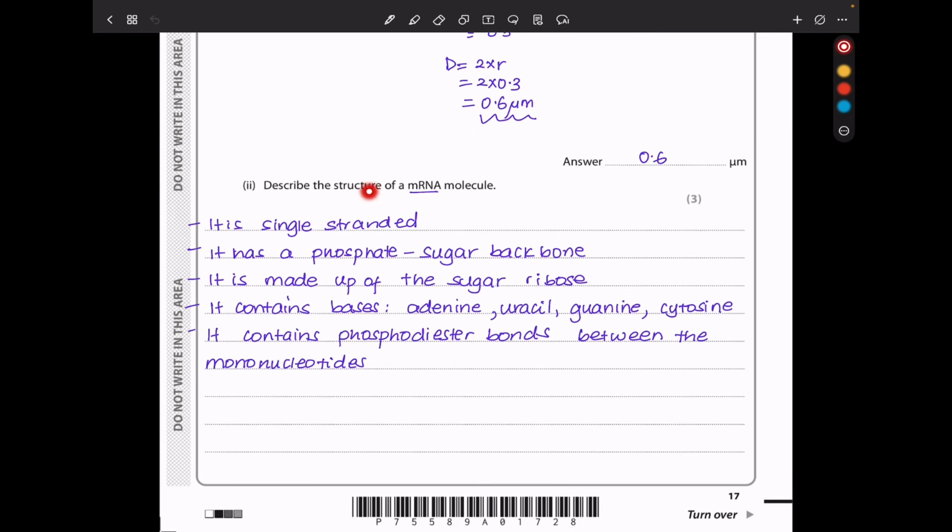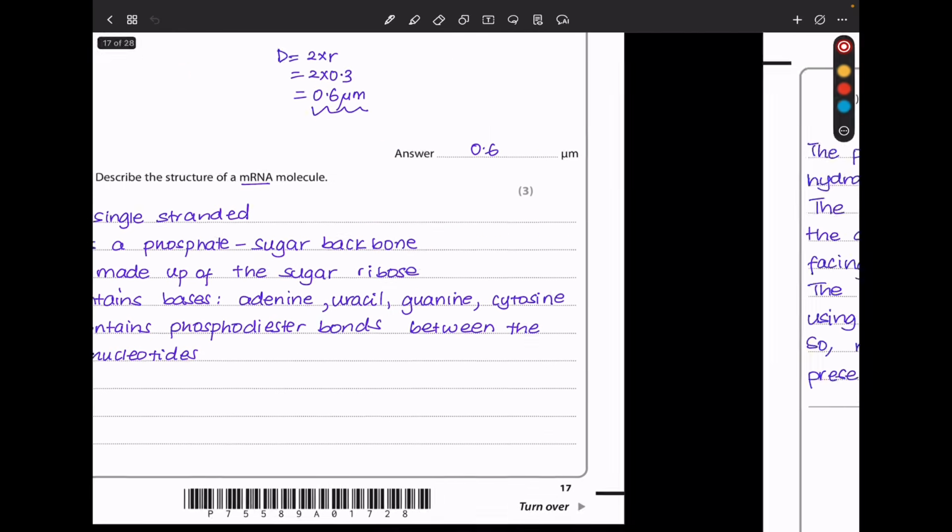Next, they say describe the structure of a messenger RNA molecule. Messenger RNA is going to be single-stranded. It has a phosphate sugar backbone. It's made up of ribose sugar. It contains bases adenine, uracil, guanine, cytosine. And it contains phosphodiester bonds between the mononucleotides. So any 3 of those, you get full marks.